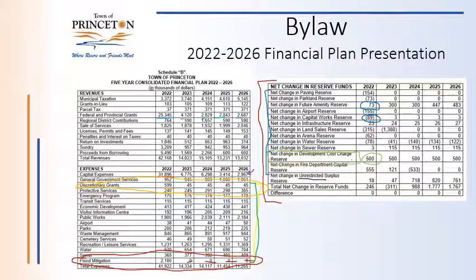Unrestricted surplus right here is what is left over at the end of the day. We're expecting a surplus of $18,000 out of a budget of $42 million. So the change in reserve funds are there at $246. The difference between $42,168 and $41,992 or $922 is $246. So the difference in a nonprofit operation is always zero. We have no profit, we have no loss.